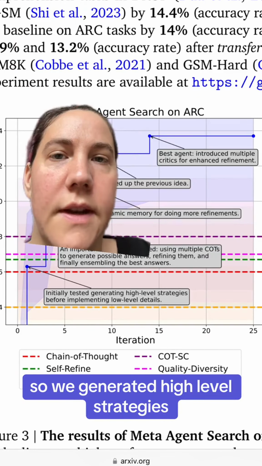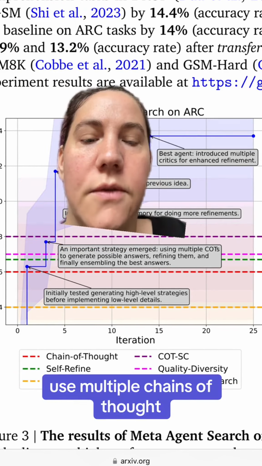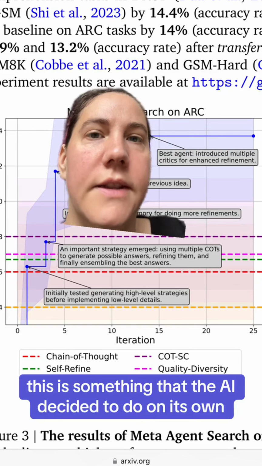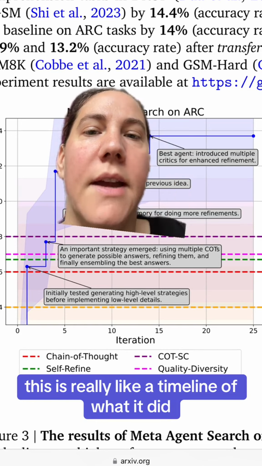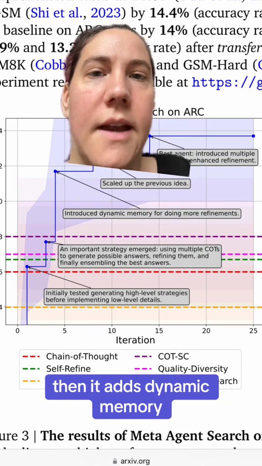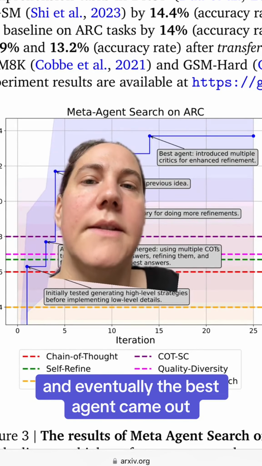So we generated high-level strategies and we got to a certain level. Then we used multiple chains of thought. This is something that the AI decided to do on its own. This is really like a timeline of what it did. Then it adds dynamic memory. Then it scales up the previous idea. And eventually the best agent came out.